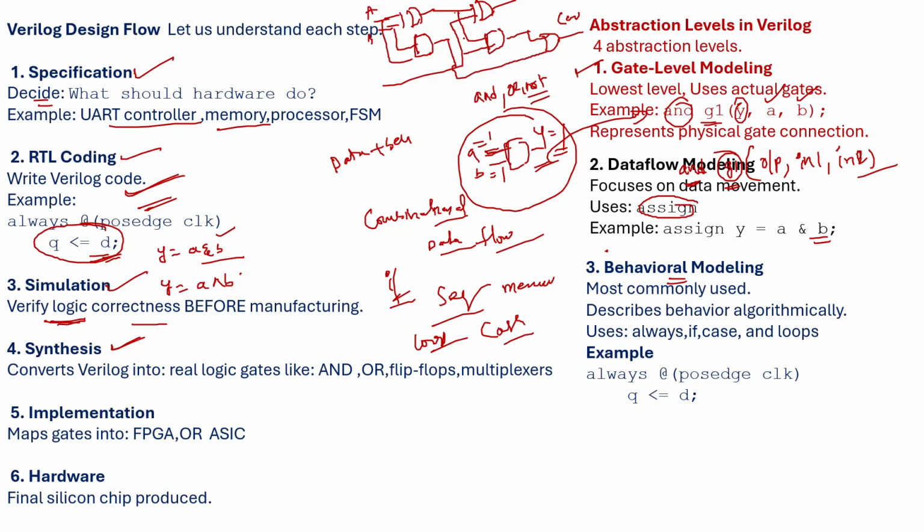Or suppose you want to design a 4 by 1 mux by using 2 by 1 muxes, then you can go for gate level modeling. Or you want to design a 4 by 16 decoder: 4 inputs, 16 outputs. That can be implemented by using 3 by 8 decoders. So whenever you have some internal logic, at that time we go for gate level modeling.